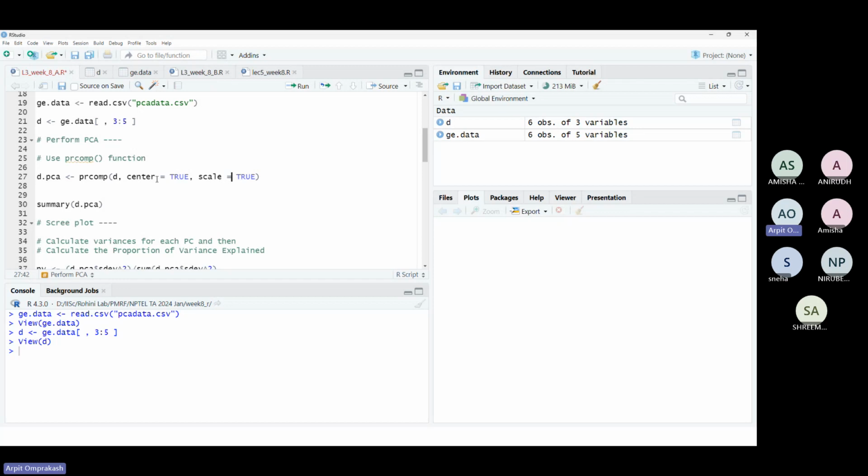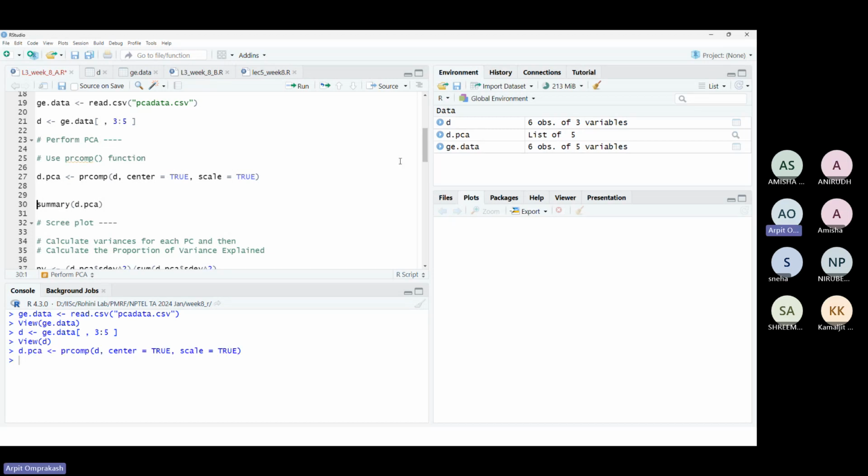So this is generally done because, before you use PCA, it's always mandatory to do centering and, most of the time, scaling of your data. So that's what we are doing. You don't need to do that separately. You just need to give these arguments to the prcomp function, and it will center and scale your data for you. We are saving this to a variable called d.pca.